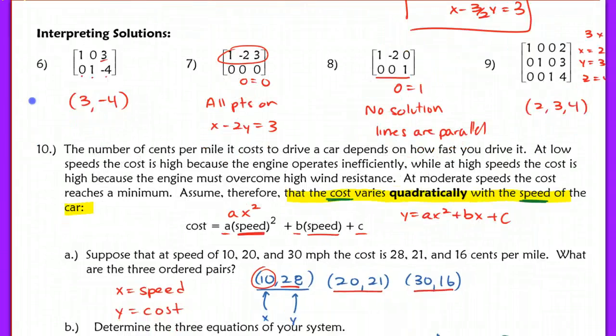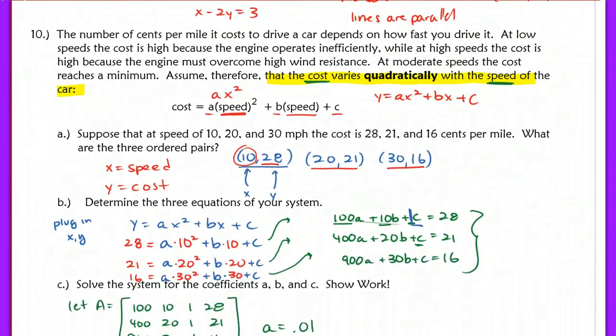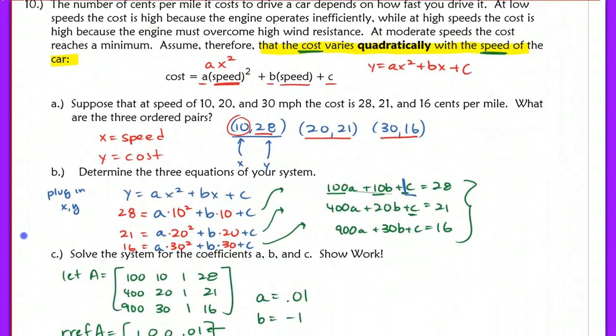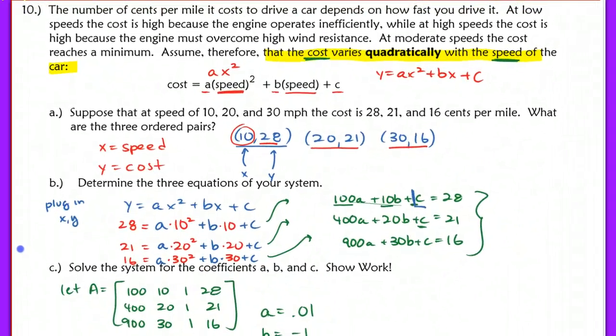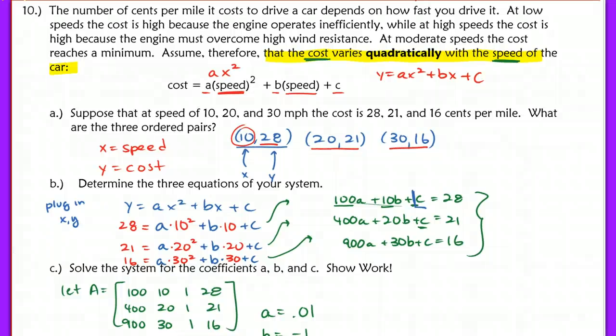And then number 10, this is probably the most difficult question that we did so far, because we're using this as an application of quadratic models. So first we had to determine what the actual equations were. We did that by plugging in the points that we were given at first. So we had points (10, 28), (20, 21), and (30, 16).